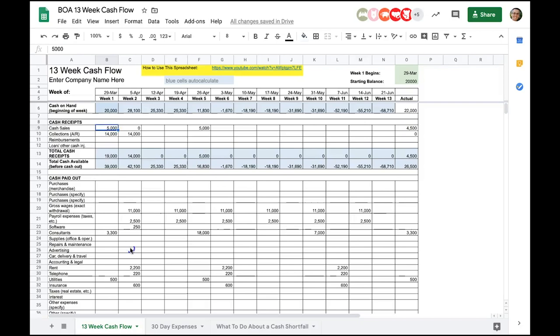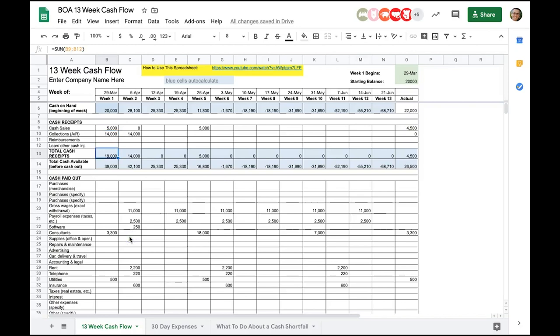So let's say that next week we expect a client to go ahead and they're going to give us a deposit of $5,000 or a retainer, something of the sort. So I'm going to put that in here as an estimated cash sale. Now that doesn't include payment for invoices. That's going to go on this line right here for collections. So if we're expecting some money to be paid to us because of an invoice we've previously issued, we're going to put that money right here. So let's just assume that we're going to have 14,000 plus 5, that's going to be 19,000.